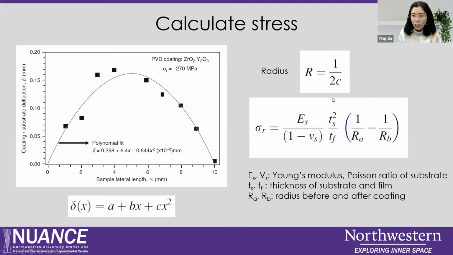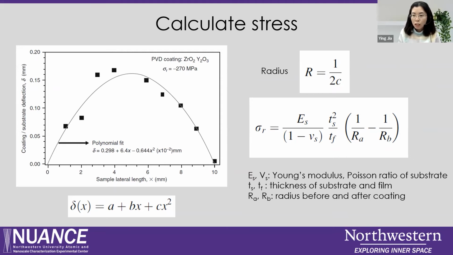equation. So in this equation, the first part is the material parameters of the substrate. So this is just some constant parameters you can easily find. And this part is the thickness. TS is the thickness of the substrate. TF is the thickness of the film. This part is the radius part. RA is the radius before film deposition. RB is the radius after deposition.